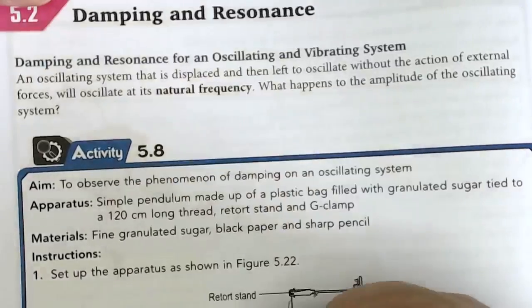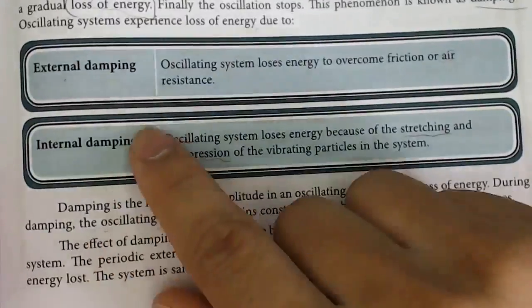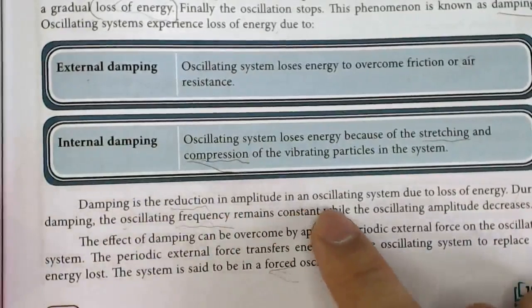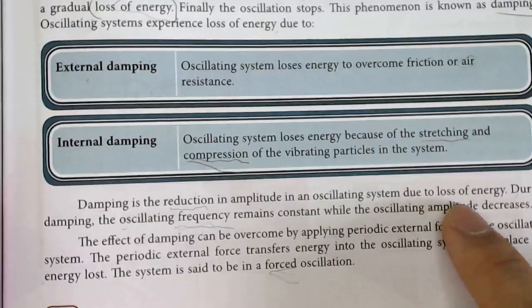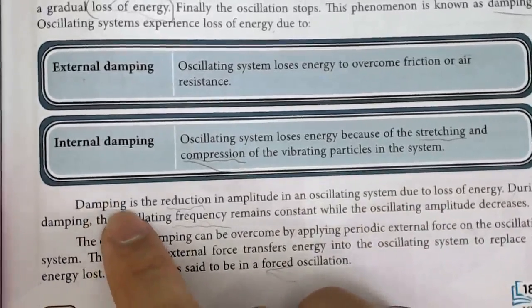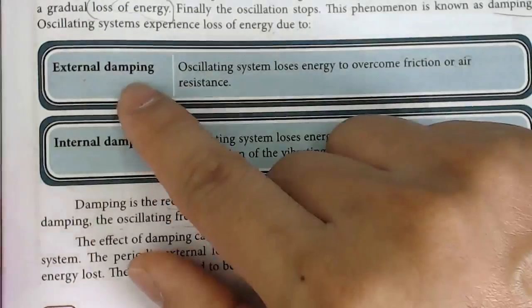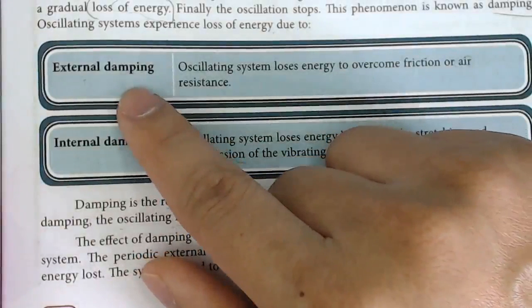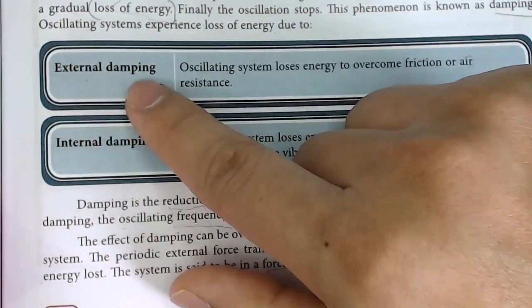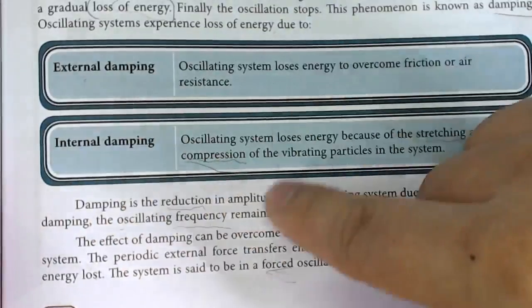So here it is. What does damping mean? Damping is the reduction in amplitude in an oscillating system due to loss of energy. So you should write this down somewhere. Try to collect all the definitions. Under damping we got more definitions, more detail: external damping and what it is, internal damping and what it is. You should collect all of them.